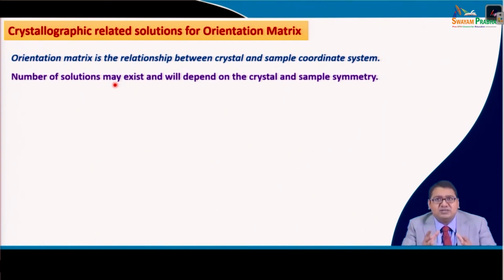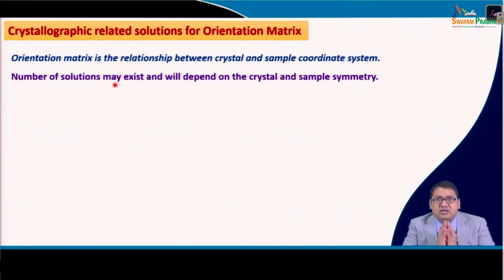And what do we mean by crystal symmetry? The crystal has point group or space group symmetry. Mainly here we are talking about the point group symmetry, that is the rotational symmetry, and the sample symmetry. The sample symmetry depends upon the type of process that the sample has undergone, whether it is rolling or a particular kind of casting.